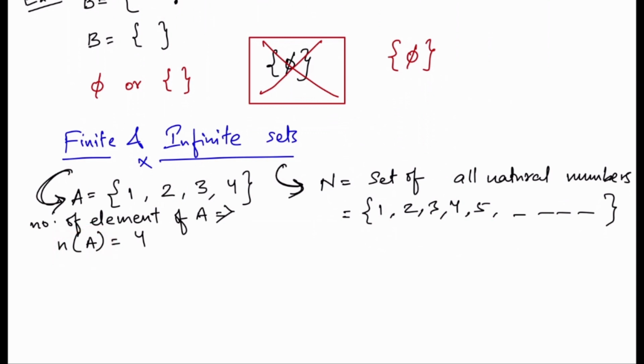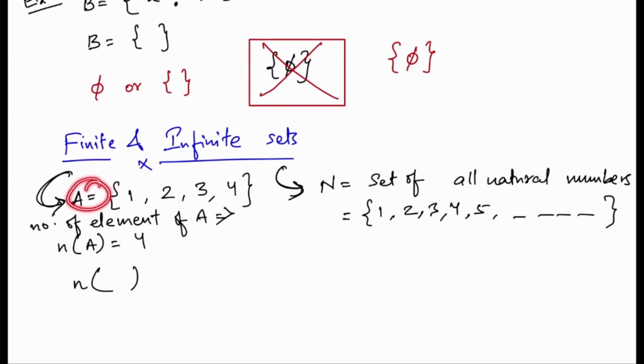To represent it, we write n, then in brackets the set we are discussing. I am discussing set A here, so I will write n(A). This is the way to represent the number of elements in a set.